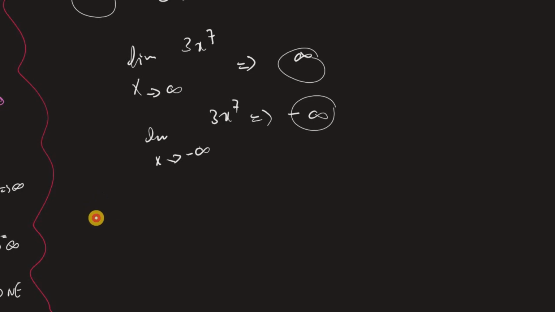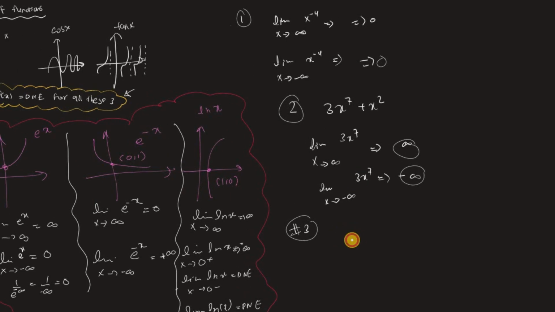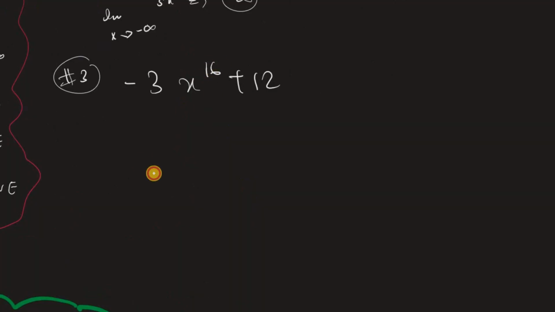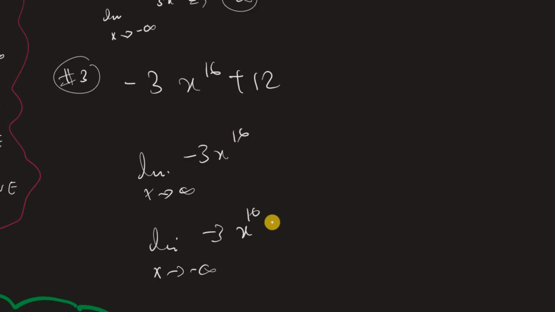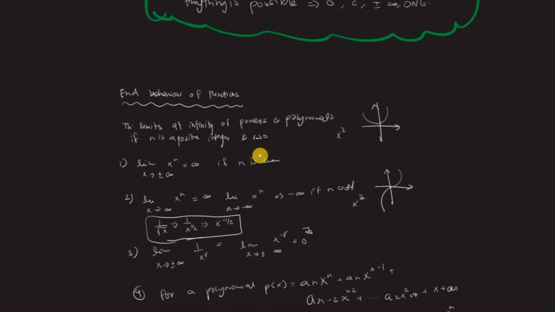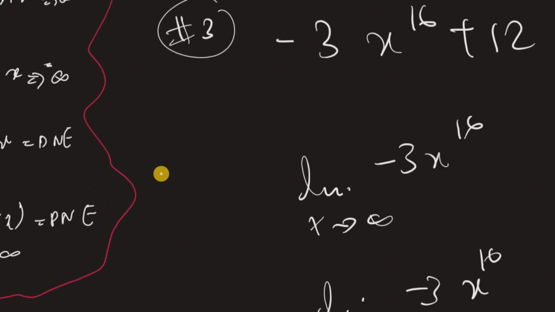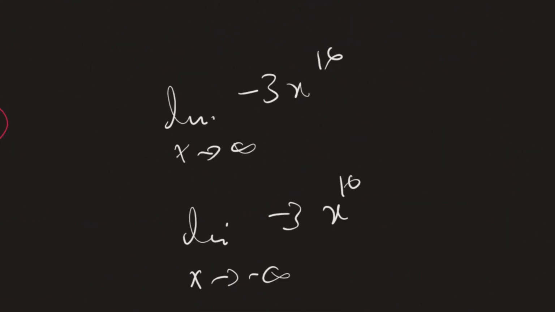So now we have question number 3, and we have it as negative 3x to the power of 16 plus 12. Again, we take the highest power, so the limit as x approaches infinity of negative 3x to the power of 16, and the limit as x approaches negative infinity. For this one we have an even function, and for the even function you pretty much have to remember this table by heart. If you approach from infinity or negative infinity, it doesn't matter, it's always going to be infinity. So for both of them the answer here is going to be infinity.